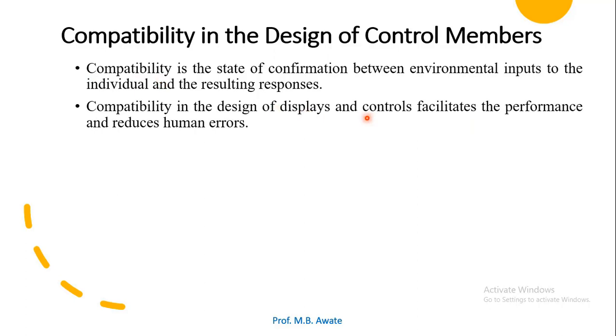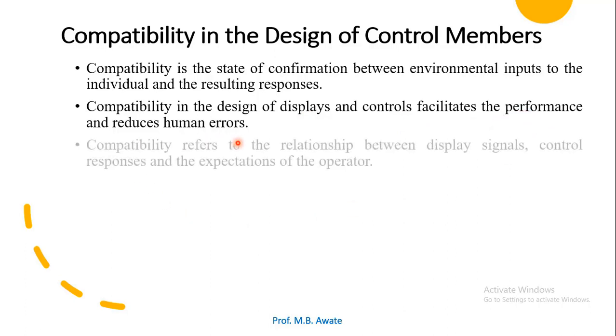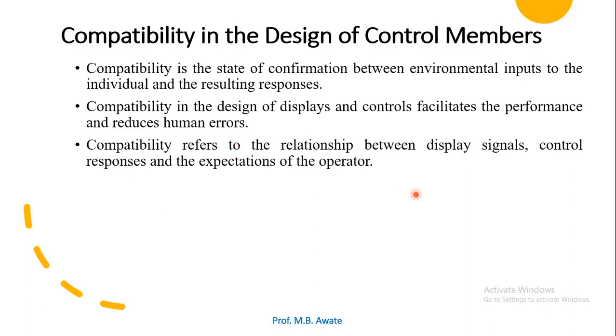Compatibility in the design of displays and controls facilitates the performance and reduces the human errors. Okay, so if we imbibe this compatibility in the design of displays as well as controls, it will improve the performance and it will reduce the human errors. Compatibility refers to the relationship between display signals, control responses, and also the expectations of the operator. So it is the relation between the display signals, control responses, and expectations of the operator.